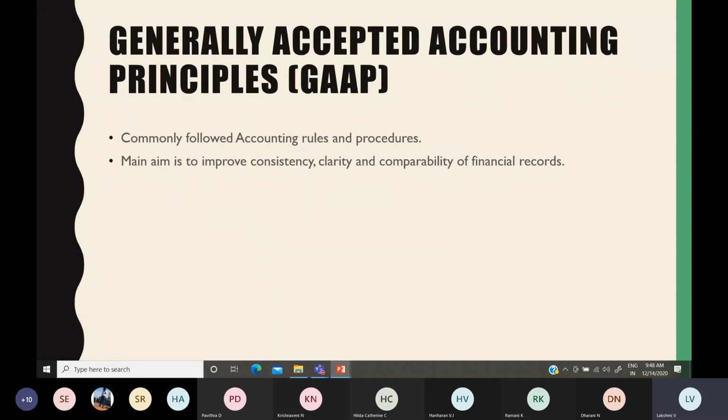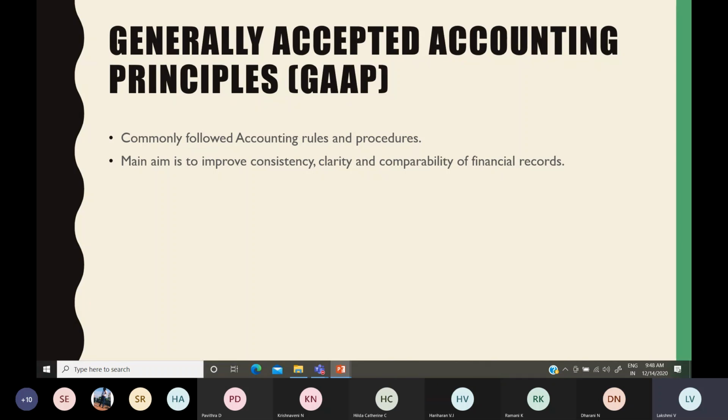The most important concept is generally accepted accounting principles. It is referred to as GAAP. So, why has it been made? It is actually the rules, procedures, practices or principles that have to be adopted by the person who is carrying out the business.